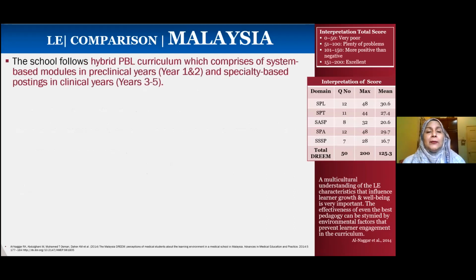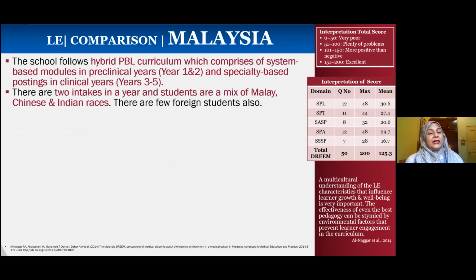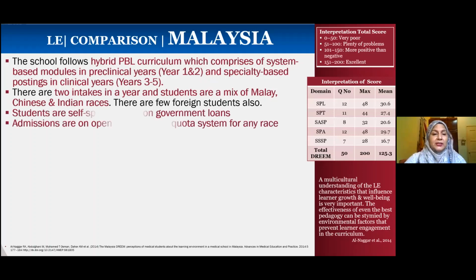This school follows the hybrid curriculum, which comprises system-based modules in preclinical years 1 and 2 and specialty-based postings in clinical years 3, 4, and 5. So it's a 5-year course. There are 2 intakes in a year, and the students are a mix of Malay, Chinese, and Indian races. And there are a few foreign students as well.